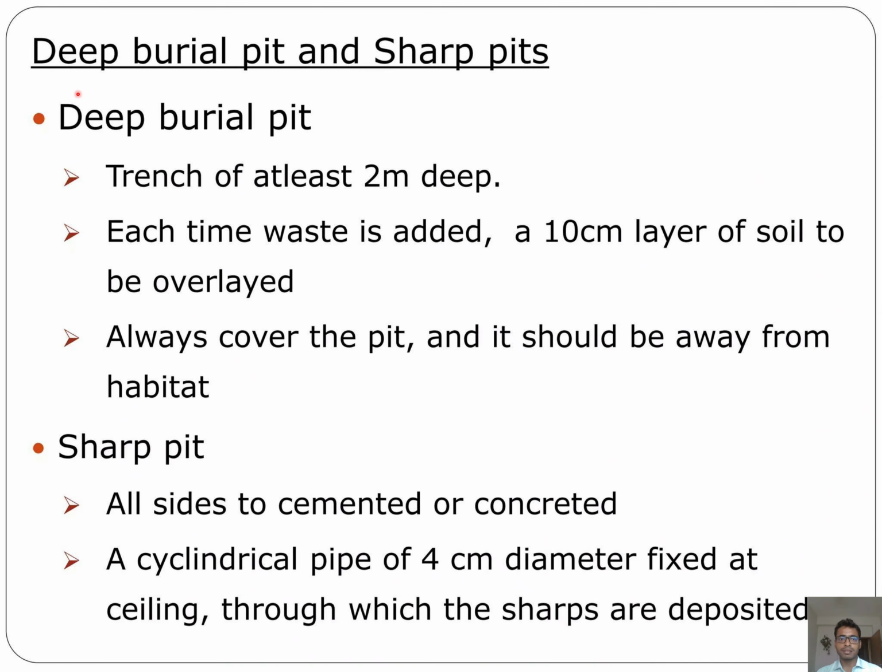It can be of two types: deep burial pit and sharps pit. Deep burial pits are trenches at least 2 meters deep, where each time waste is added, a 10 centimeter layer of soil is overlaid. Then cover the pit, and it should be away from habitation. And the sharps pit has all sides cemented and concreted. It's not open like the deep burial pit. Only a pipe is introduced. All sides are cemented or concreted. A cylindrical pipe of 4 centimeter diameter is fixed at the ceiling, through which sharps are deposited. We'll see this in the figure.